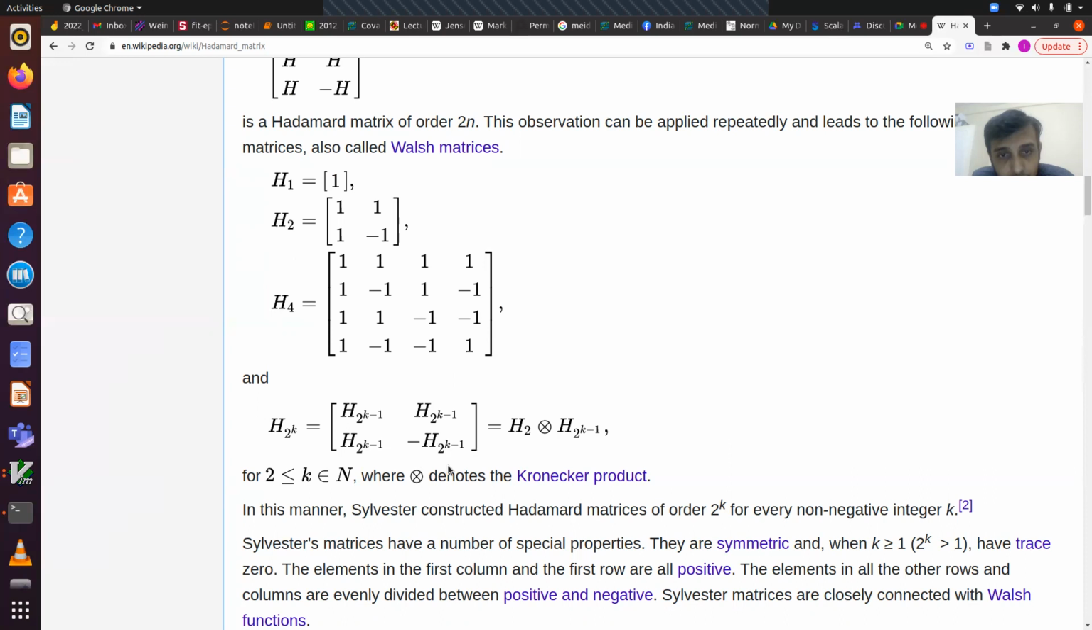Okay. Suppose I am constructing H4, 2 to the power of 2. So 2 to the power of 2 minus 1, 2 minus 1 is H2. H2, H2, H2, minus H2. Okay, understood, sir. Yes, it's fully clear. I understood this properly.